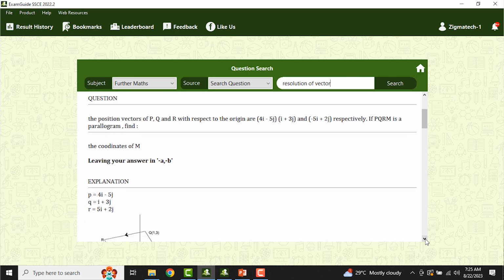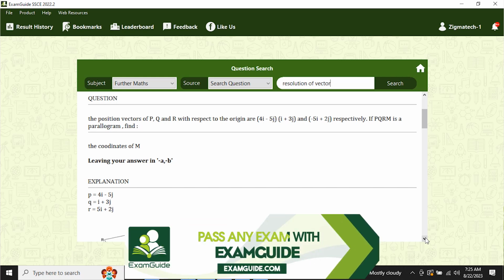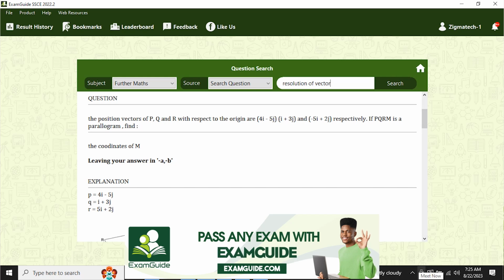The position vectors of P, Q, and R with respect to the origin are 4i minus 5j, i plus 3j, and minus 5i plus 2j respectively. If PQRM is a parallelogram, find the coordinate of M. The knowledge of position vector will help us to know what to do. But first of all, you heard the name parallelogram.